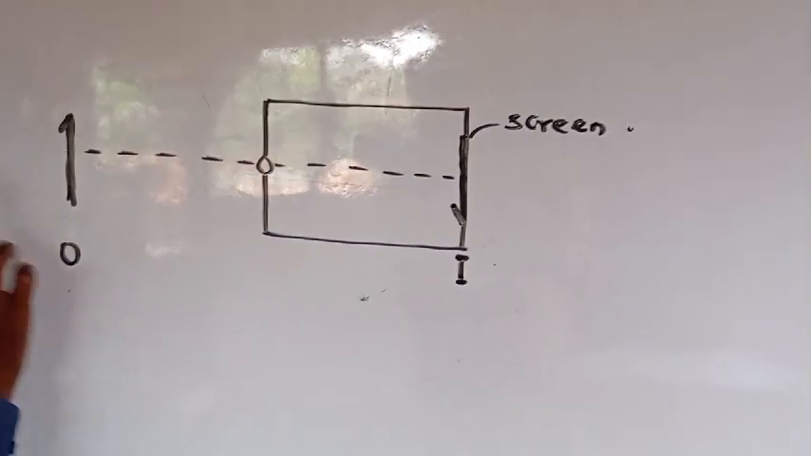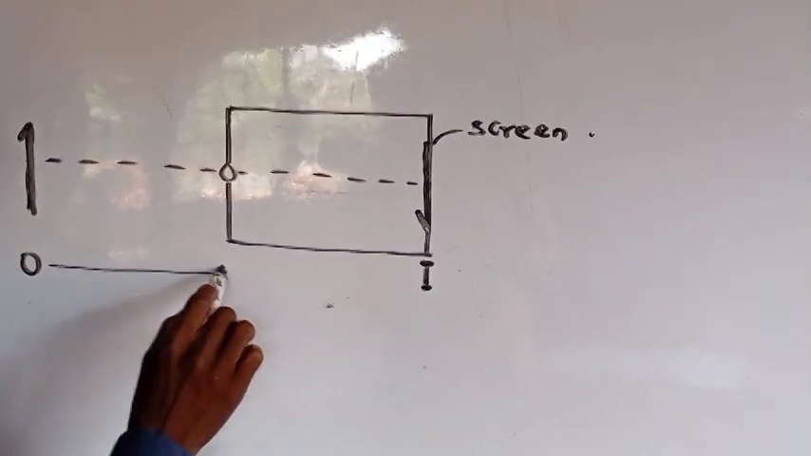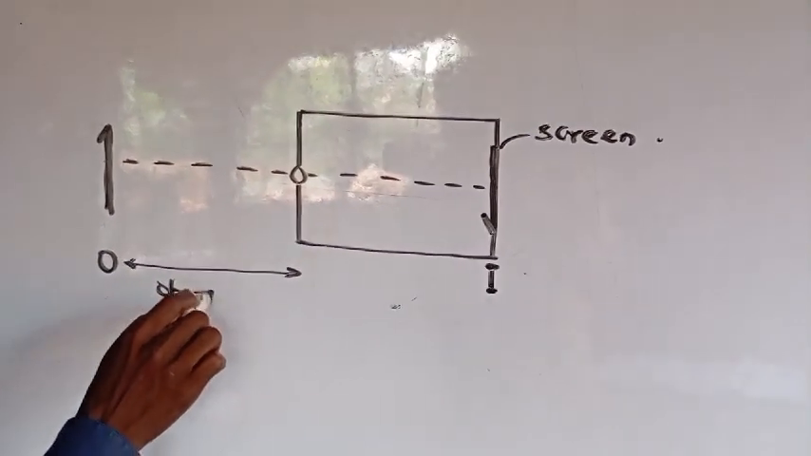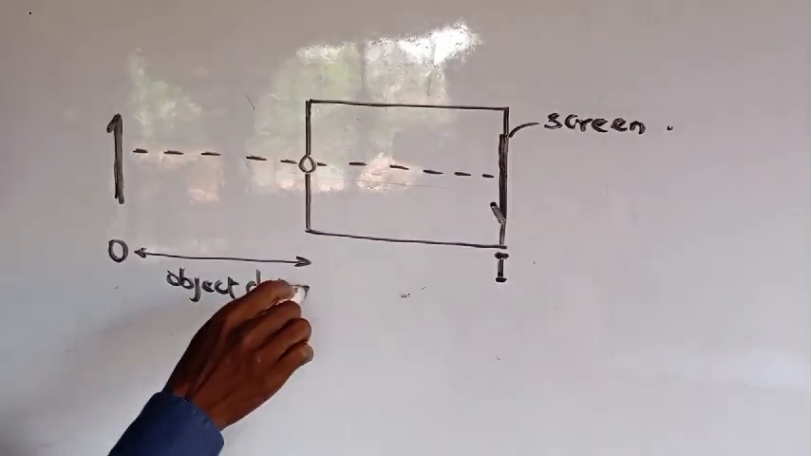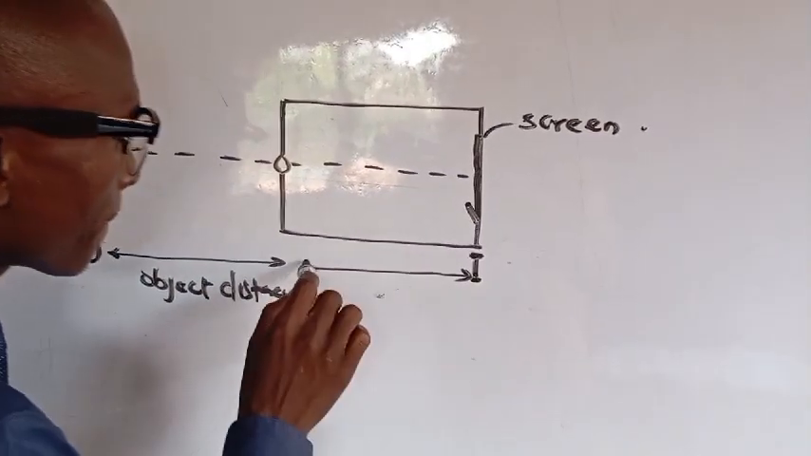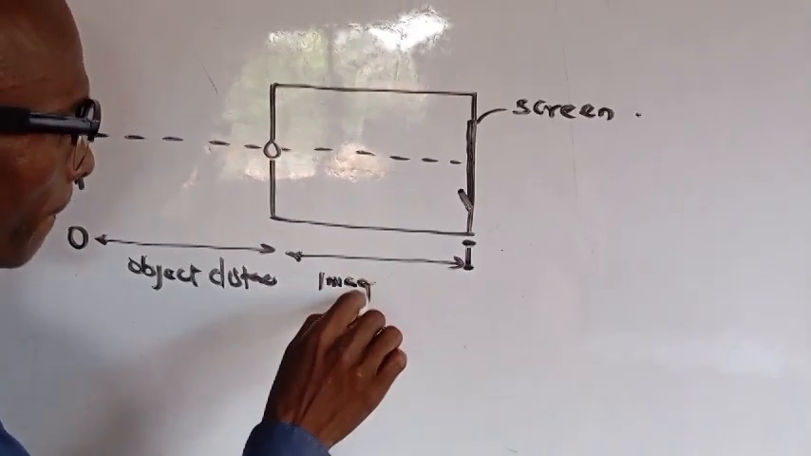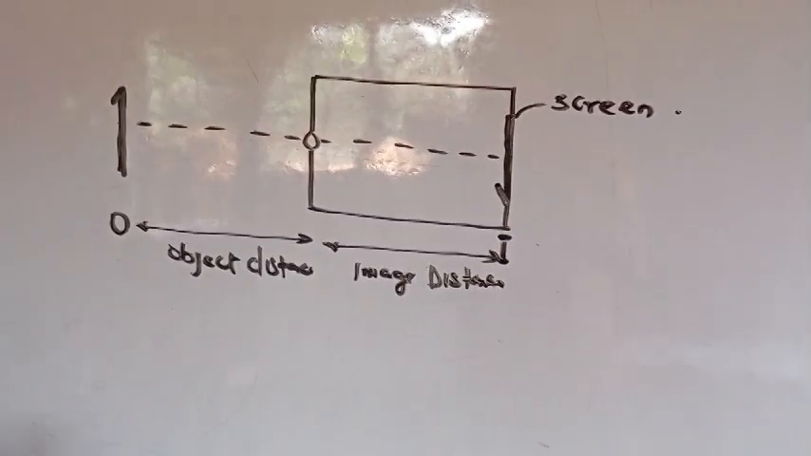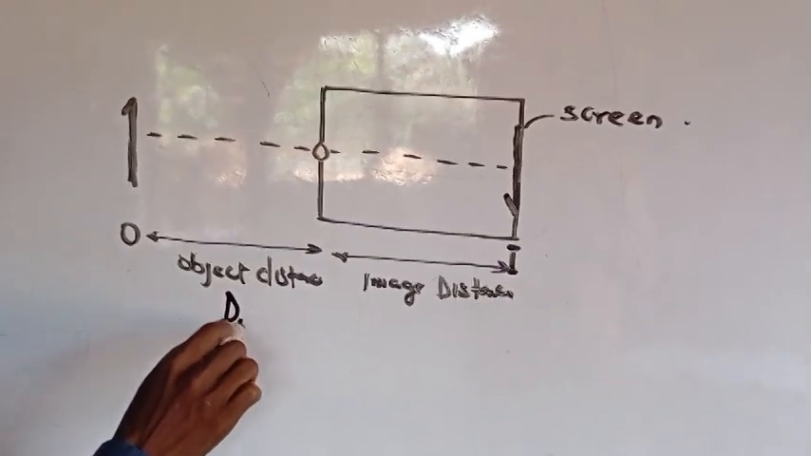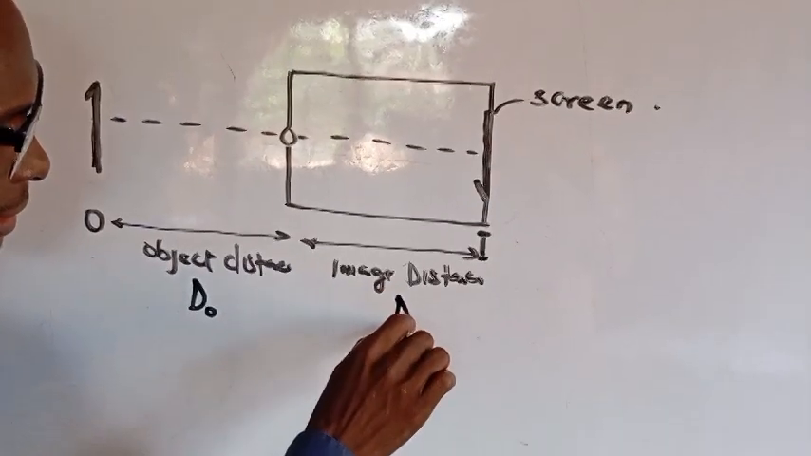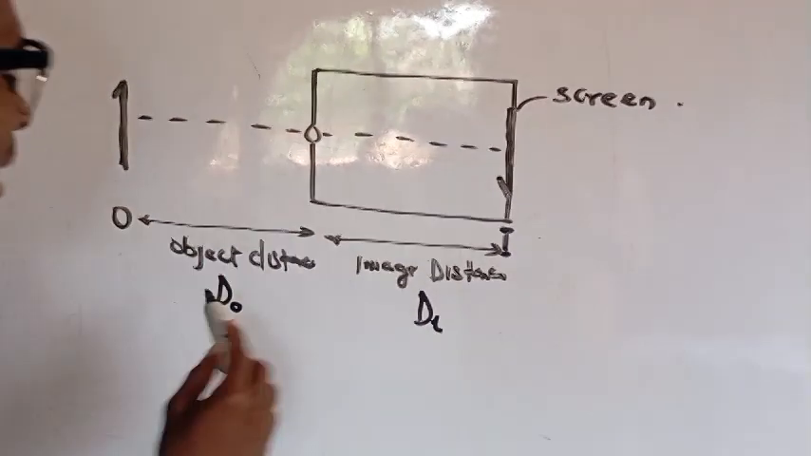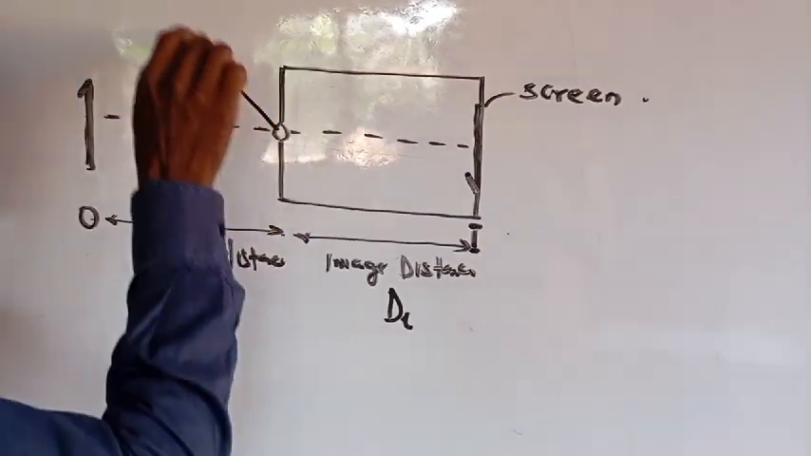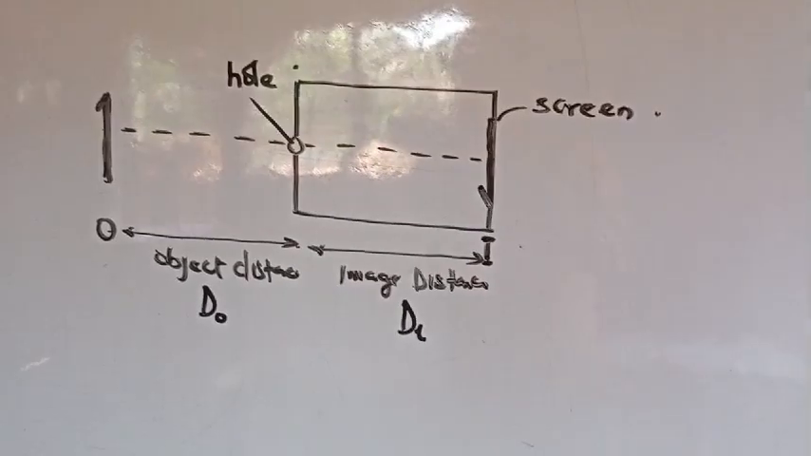You see? From here to here, look at me, we call it what? Object distance. While from here to here, we call it image distance. Now, object distance, I can denote as this. Image distance, I can take it as this. This is the object. This is the pinhole. Look at the hole. This is the hole we are talking about.